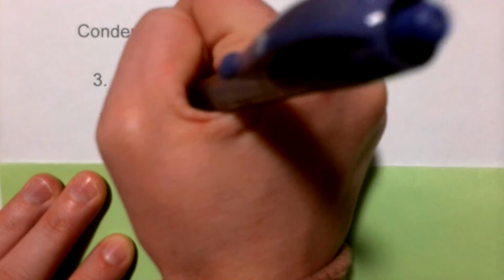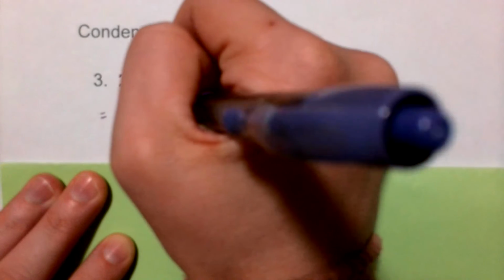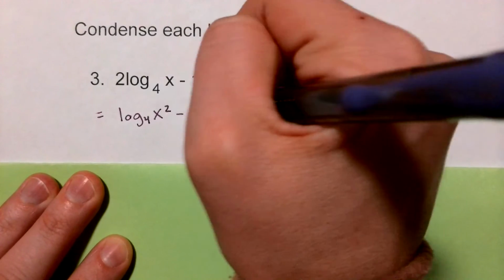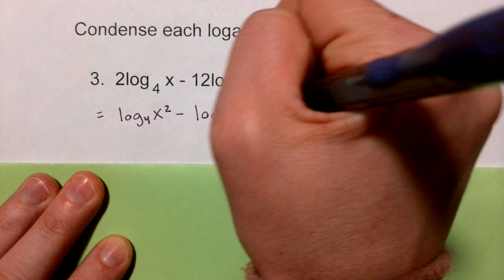So I'm going to start by moving my 2 into the exponent of the first log and my 12 into the exponent of the second log.